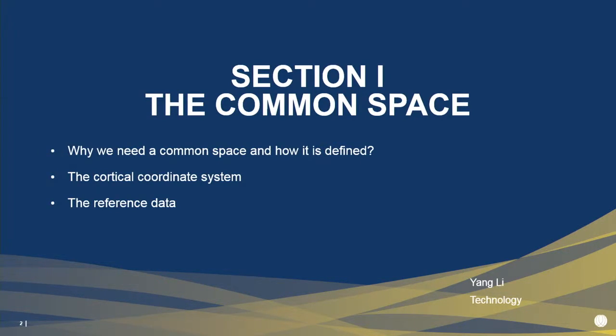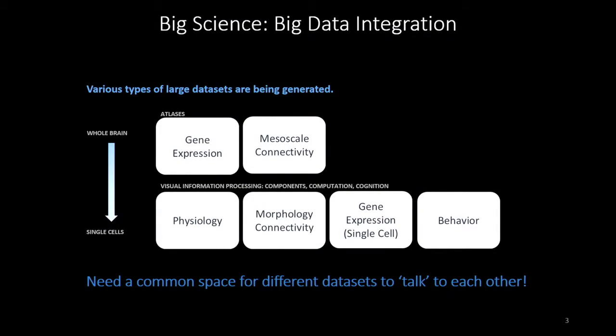In the first section, I'm going to talk about the common space, the cortical coordinate system, and the reference data. So the first question is, why do we need a common space? As we all know, we are generating various types of data towards our 10-year plan. They are different in many ways, especially they are from different modalities and living in different spaces. So in order to really unleash the power of big science and big data, we need a way to integrate all this data together and allow them to talk to each other.